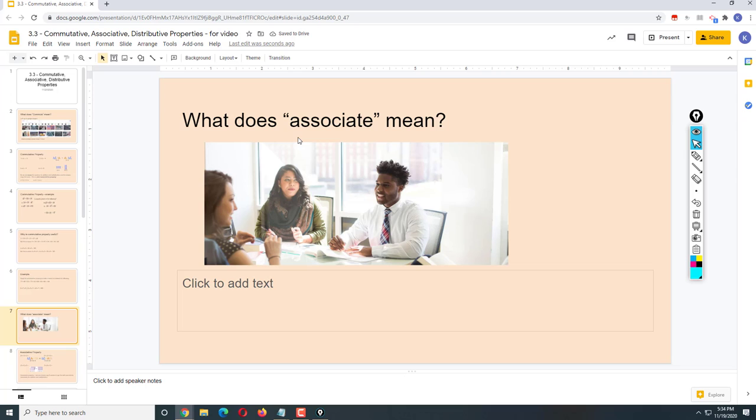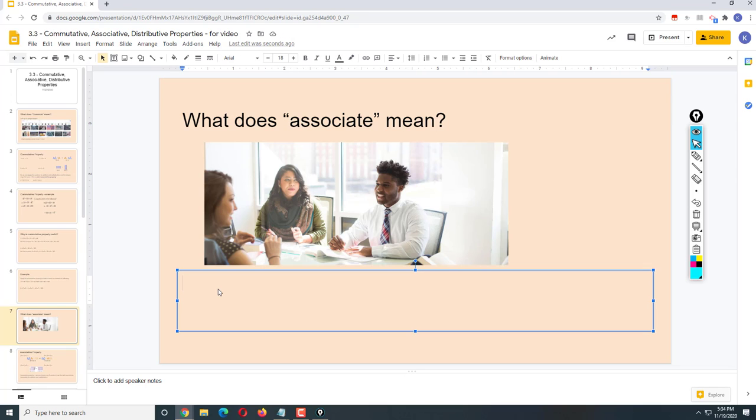Next, associate. Associate means someone you're in a group with. For example, coworker. These people in the picture are coworkers, so they're associates.